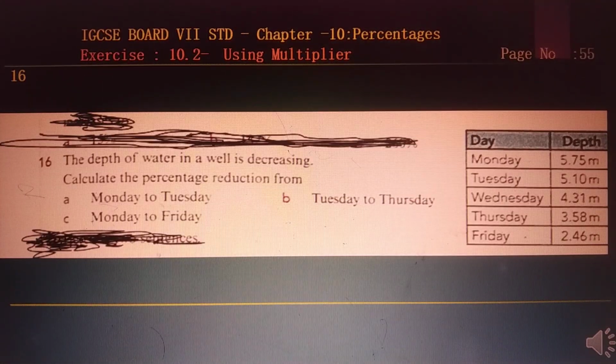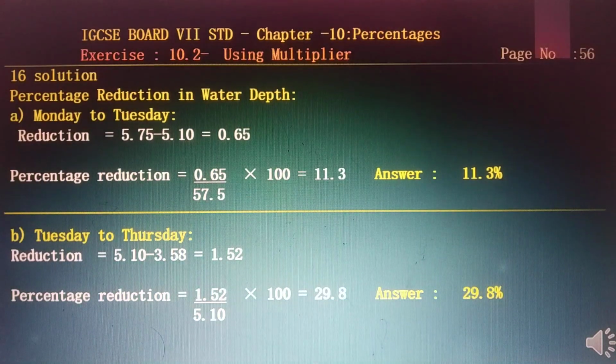Question number 16. The depth of a water well decreases Monday, Tuesday, Wednesday, Thursday and Friday. Here depth is 5.75 meter, 5.10 meter, 4.31 meter, 3.58 meter and finally 2.46 meter. Calculate the percentage reductions. The solutions of this problem.